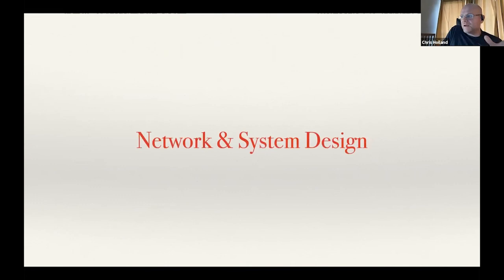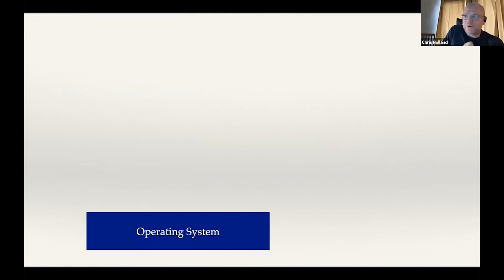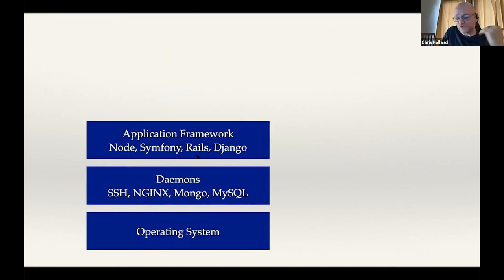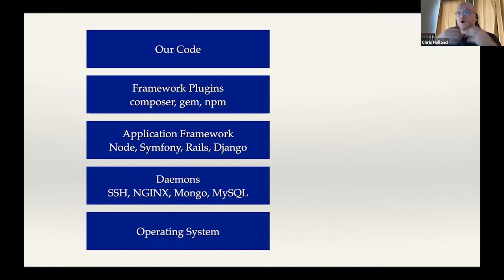And then when you think through network system design, remember that for each machine that you put on the internet, there is an operating system on top of which you have low-level services called daemons that run, which could be SSH, Nginx, Mongo, MySQL. These are low-level services on top of which applications run, like Node, Symfony, Rails, Django, on top of which you have framework plugins installed through Composer, Gem, or NPM, on top of which finally your code runs.